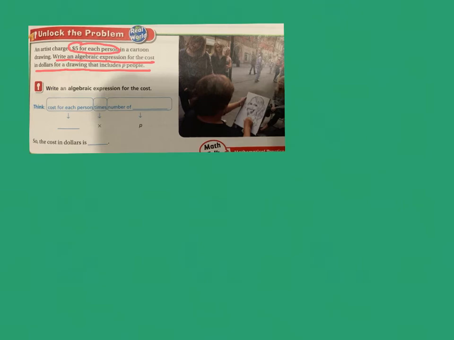So draw the picture. I have one person is $5. Another person is $5. And on. I don't know how many people. So if I don't know how many people, I'm going to let the variable p represent people, the unknown value of people, which is what they did there. Usually you just choose the variable, the letter you want to use, and I always put it in a little mini sentence for my brain. I'm going to let p equal people.